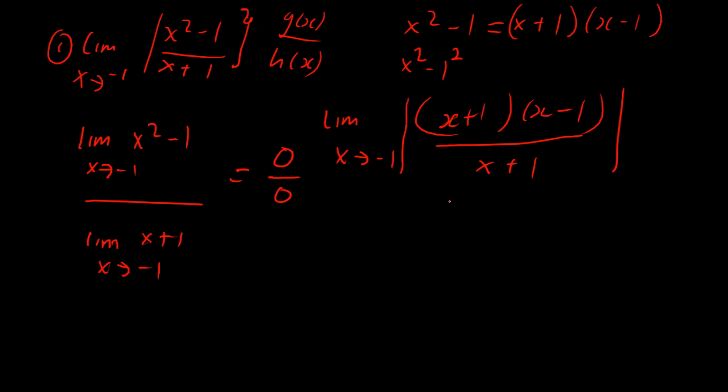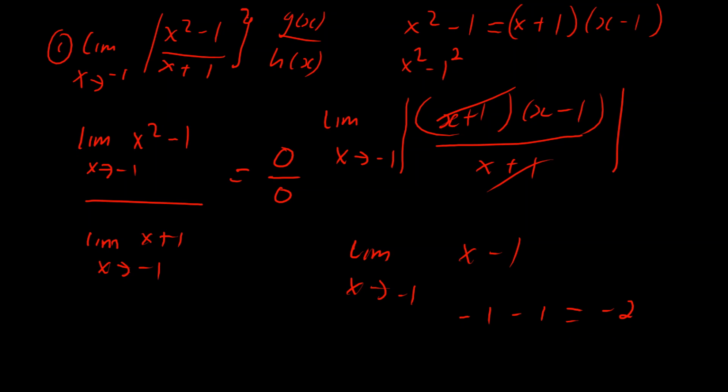Now you realize that x plus 1 can cancel this x plus 1. And so we are going to have the limit as x approaches negative 1 of the function x minus 1. And so if you are to plug in the value negative 1, we're going to have negative 1 minus 1, and this equals negative 2. And so the limit of this function is actually equal to negative 2.